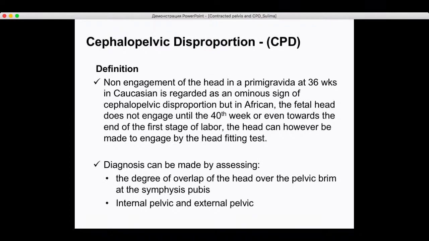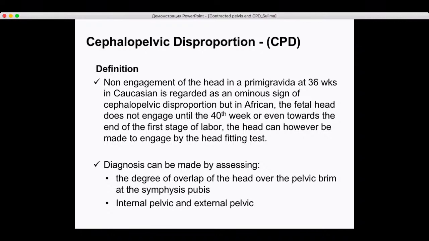Non-engagement of the head in a primigravida at 36 weeks in Caucasians is regarded as an obvious sign of cephalopelvic disproportion, but in Africans, the fetal head does not engage until the first week or even toward the end of the first stage of labor. The head can, however, be made to engage by the head feeding test.